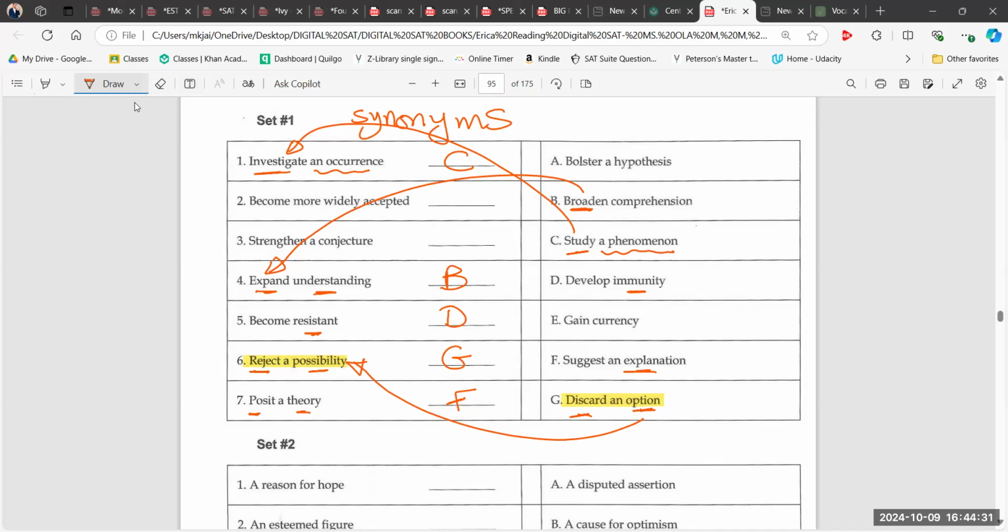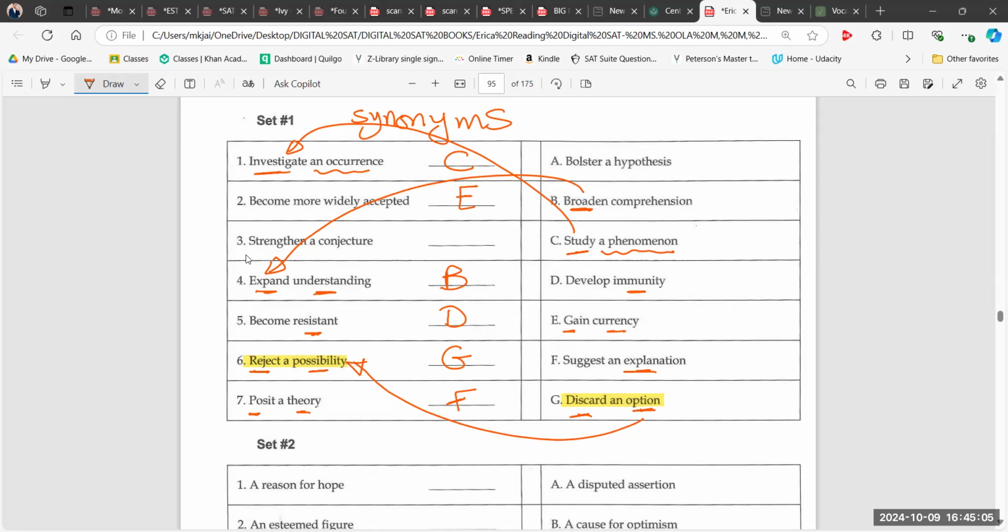Yes, Iyad. Can I answer them? Yeah, I think become more widely accepted will be gain currency, and strengthen a conjecture will be. So let me write it first. Don't be in a hurry, please. Be patient. I know that you're excited. Become more widely accepted is gain currency. Gain currency means to become more widely accepted. So that's E.